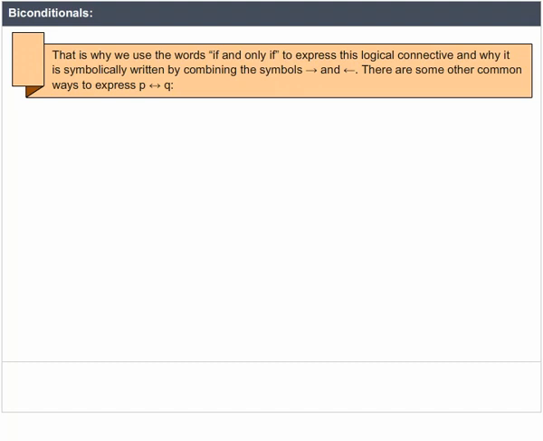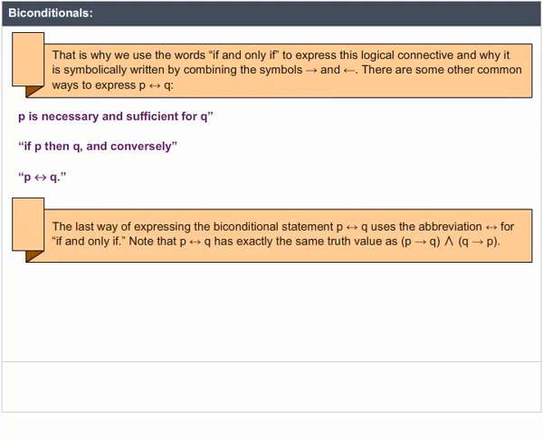There are some other common ways to express P if and only if Q. P is necessary and sufficient for Q. If P, then Q, and conversely. P iff Q. The last way of expressing the biconditional statement P if and only if Q uses the abbreviation "iff" for "if and only if." Note that P if and only if Q has exactly the same truth value as P implies Q and Q implies P.